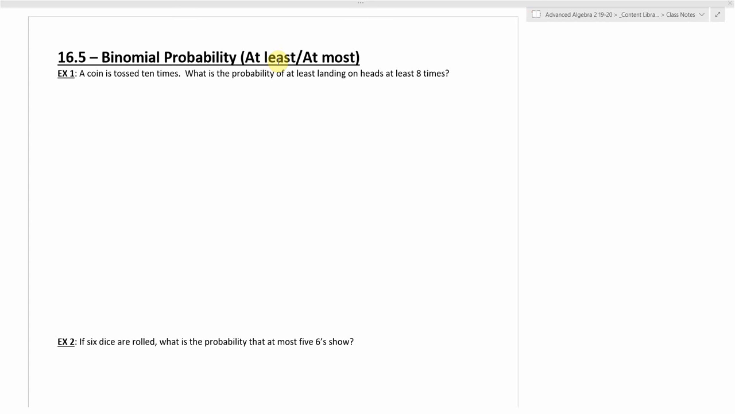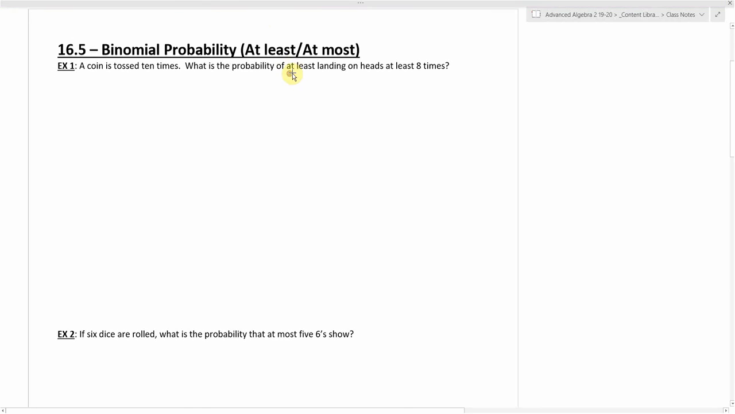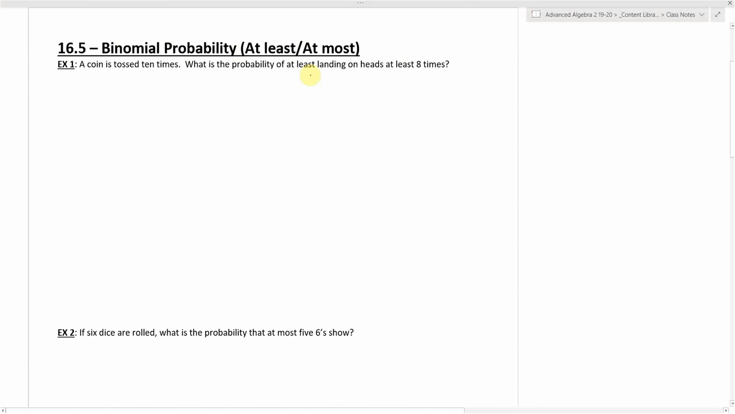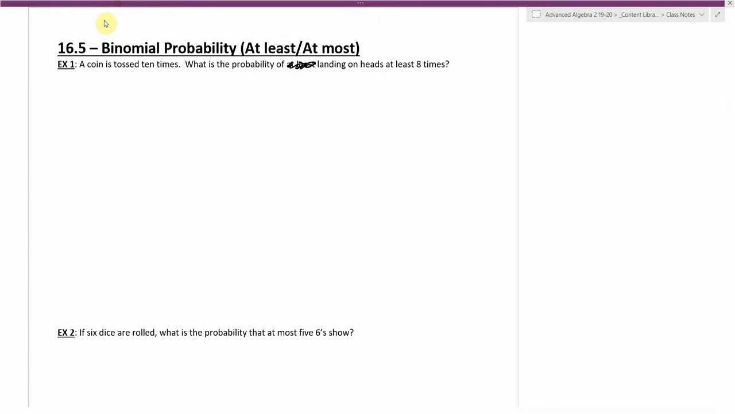So that's the only difference. It just means we're basically going to do repeated iterations of the binomial theorem and then add the results together. Let's look at example 1 here. It says a coin is tossed 10 times. What is the probability of landing on heads at least 8 times?